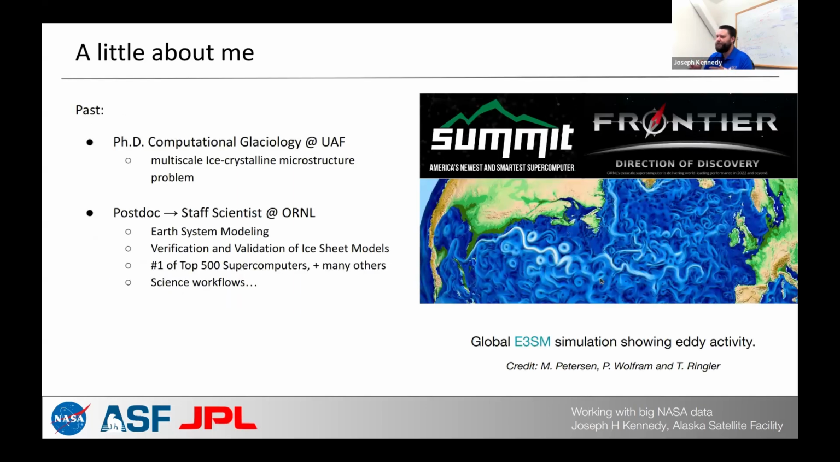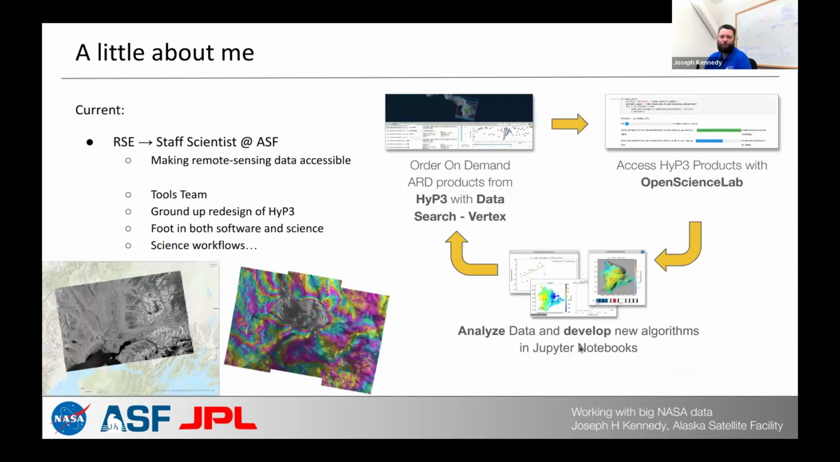So a little bit about me. I think it's important to set the stage of the viewpoint that I'm going to be taking through this. I have a PhD in computational glaciology. I was doing multi-scale ice crystalline microstructure as part of my thesis. That led to a postdoc and staff scientist position at Oak Ridge National Laboratory, where I was using the top supercomputer in the world at the time, and currently still the top supercomputer. I think I had access to 13 supercomputers at the most at one point, doing Earth system modeling, so large scale, heavy computational workflows, and also focusing on verification and validation. So a lot of matching observations to models.